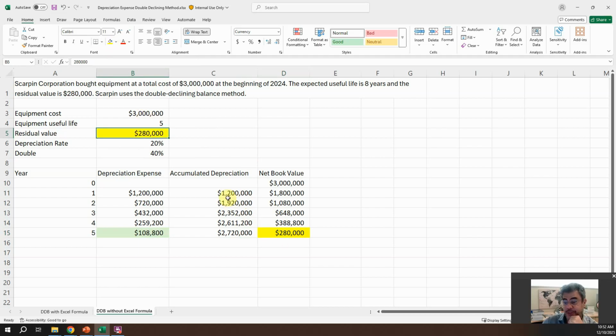I like yellows and greens. It's the color of the Brazilian flag, my home country. So here, see a lot of manual calculations. How do we do it with an Excel formula?